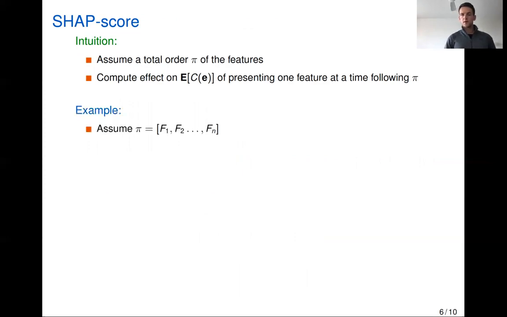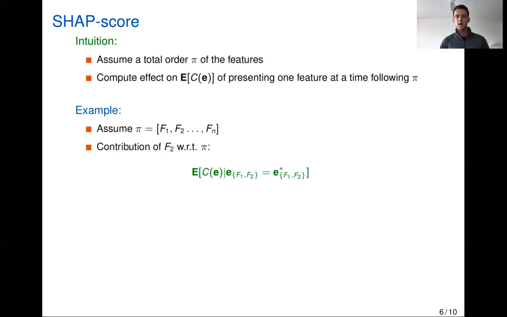So let's consider an example. Let's assume that pi, the order, is given by F1, F2, all the way to Fn in that order. And then we can compute the contribution of F2 with respect to that order as follows. We would first compute the expected value of the classifier where we fix F1 and F2, so the first two features in the order, and also the expected value where we only fix the first feature. And the difference between these two expectations would be the contribution of F2 with respect to that order.